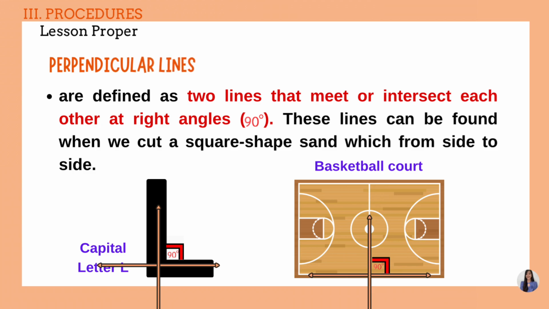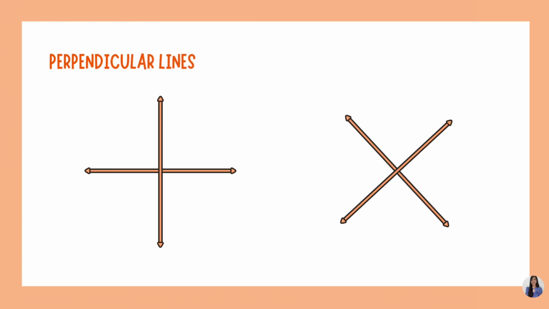Perpendicular lines are defined as two lines that meet or intersect each other at right angles or 90 degrees. These lines can be found when we cut a square-shaped sandwich from side to side. Examples here are the capital letter L and a basketball court. Perpendicular lines can be like a cross or an X form.